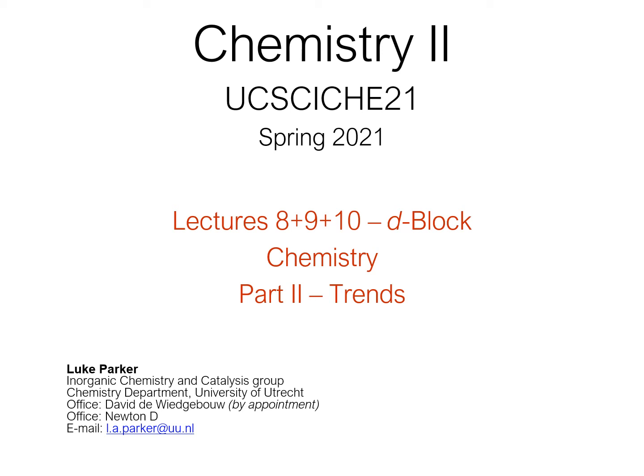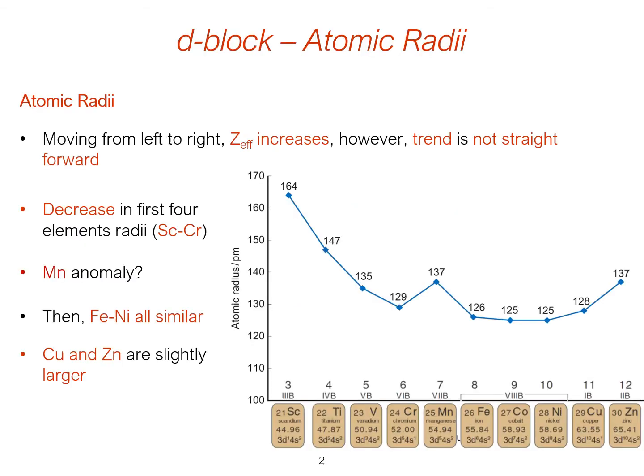Hey everyone, this second video on our lectures looking at D-block chemistry is going to be a slightly shorter one, and we're going to be looking at some of the trends such as atomic radius and ionization energy, both across a period and down a group. Let's start by looking at the atomic radii.